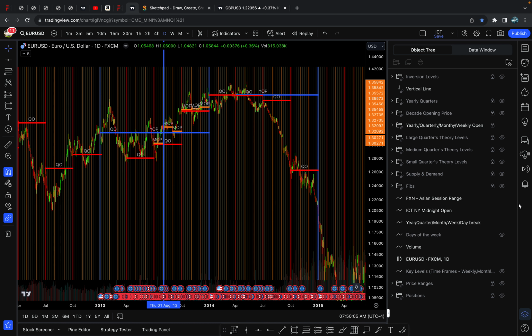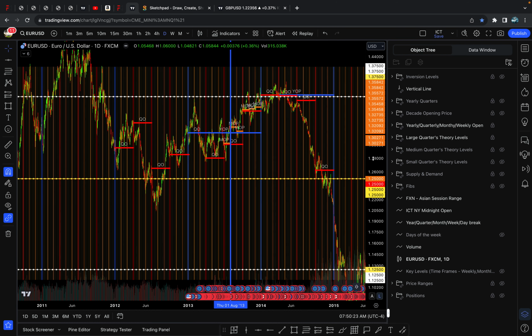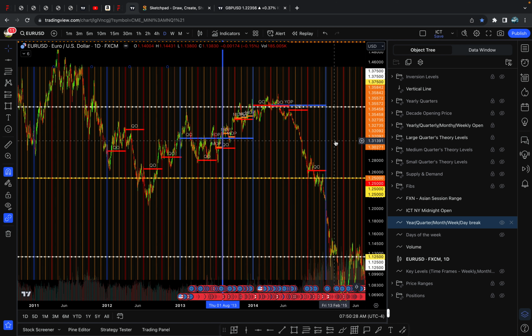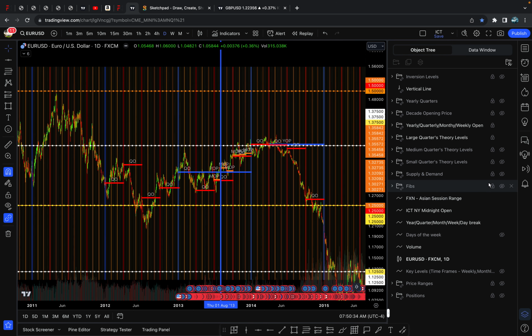The only reason I'm showing you all this stuff is that there are other considerations to have, because quarters theory is not the end-all, be-all. It's not everything that you need. It's one reason it's good to have these things separated, so that I can use just the large ones if I want to take a bigger look at the monthly, weekly, or daily, and see these big levels in relation to the yearly open.